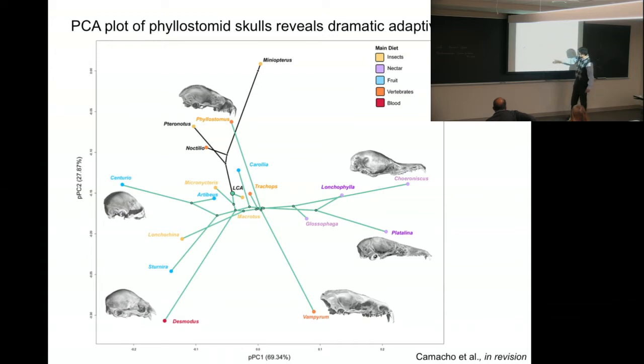This is the vampire bat. That's the bat which feeds on rodents. These are the two branches going towards the two groups which are now feeding on nectar.